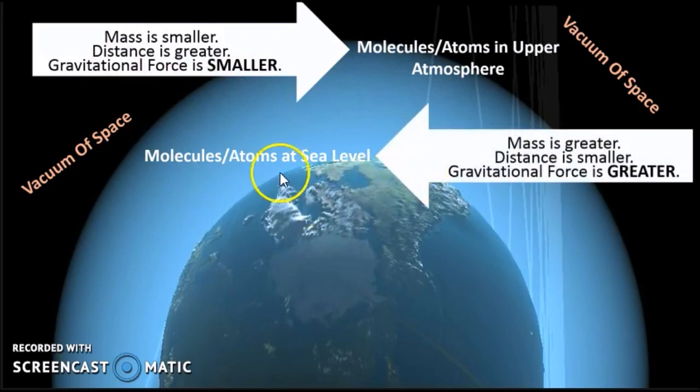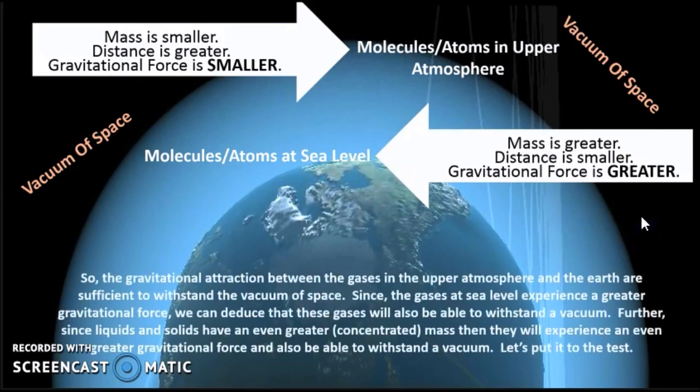And when we look at the molecules and atoms at sea level, their mass is greater compared to those molecules and atoms in the upper atmosphere. The distance between the molecules and atoms here and the centre of the Earth is smaller, and so the gravitational force is greater. So we can see that the gravitational attraction between the gases in the upper atmosphere and the Earth are sufficient to withstand the vacuum of space.